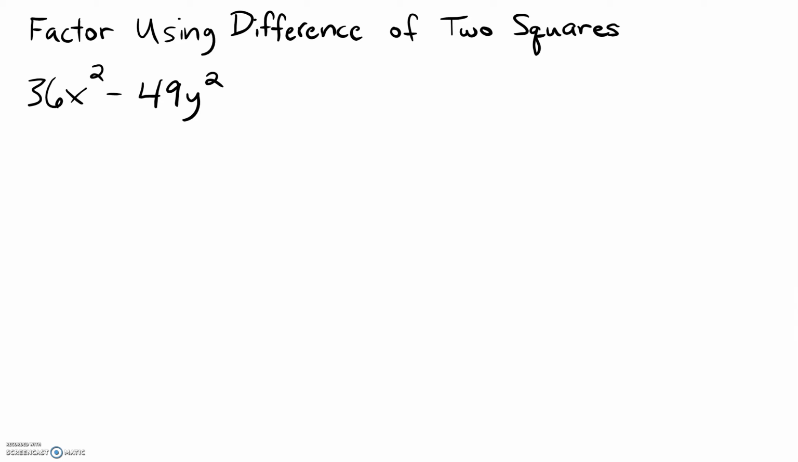You can go through your mental checklist, and you can say we have two terms, that's good. There's a minus sign between the two terms, that's good. And you can go ahead and check to make sure that you can cleanly take the square root of each of your two terms.